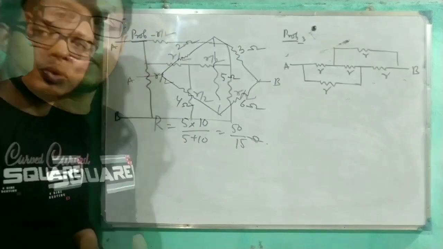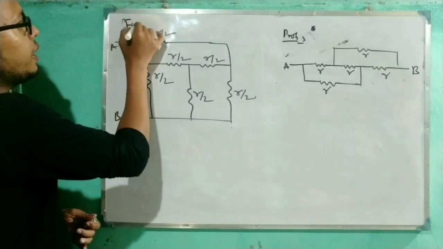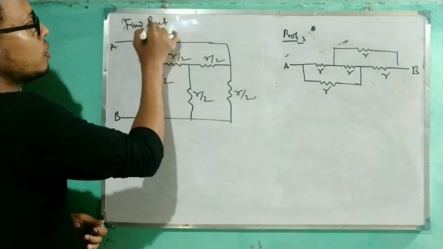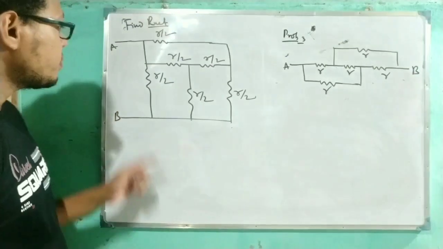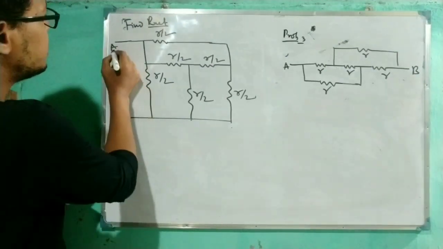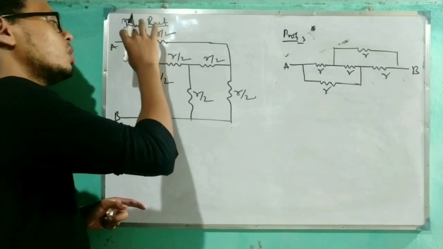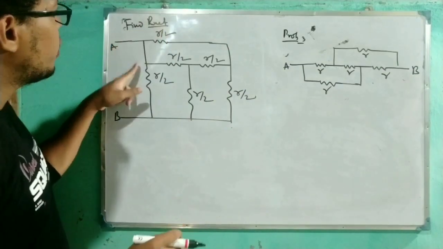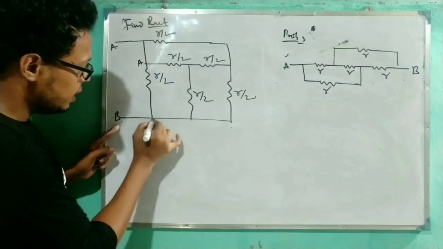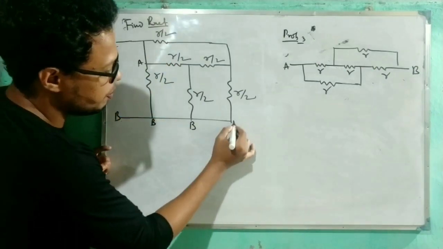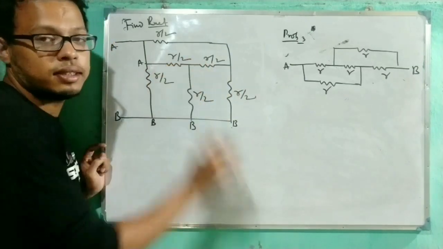Okay, the question is: how to find the equivalent resistance between A and B, meaning find R net, where all the values are given as R by 2. Look, here this point is A, and there is only a wire. When there is only a wire, we consider this point and these points the same. So this will also be A, and we can say B, B, B. But this point and this point will be different because a resistance is connected.